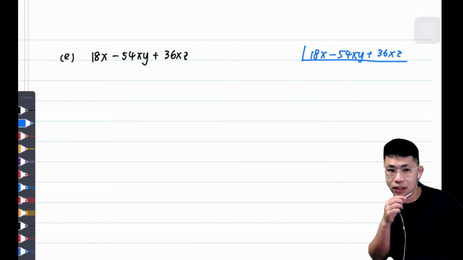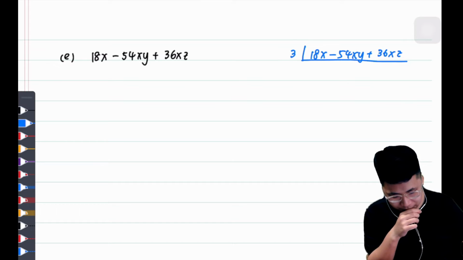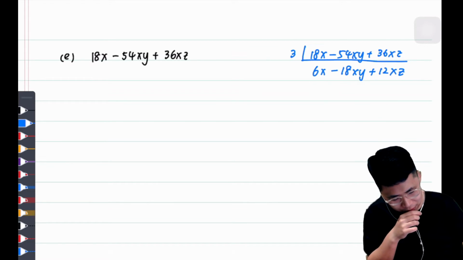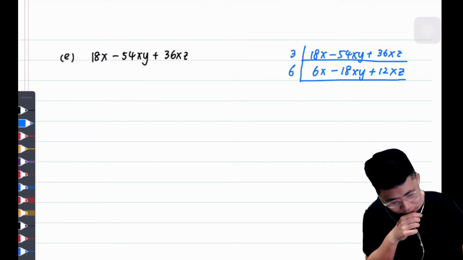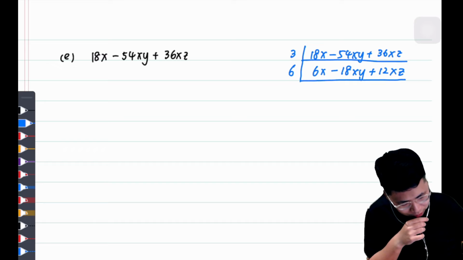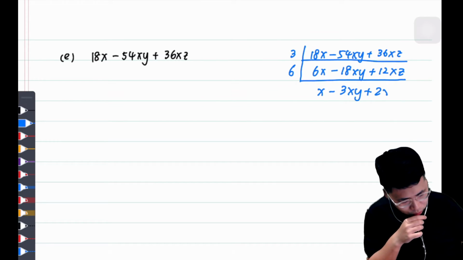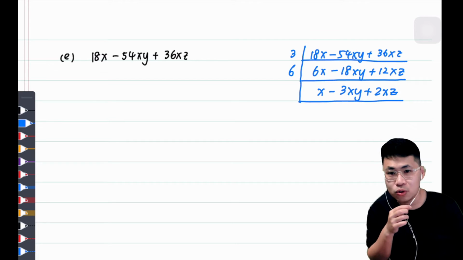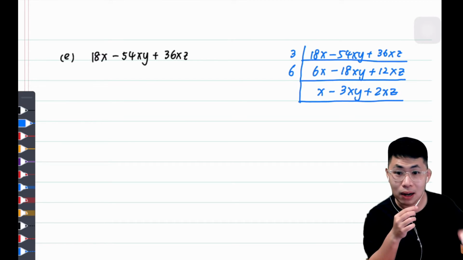We can think of dividing by, let's say, 3. So this will be 6x minus 18xy plus 12xz. We can still divide further. Obviously we can divide by 6. So this will be x minus 3xy plus 2xz. Can we divide by any more numbers? No more. So let's check the algebra. Any common unknowns to take out? We can take out our x.